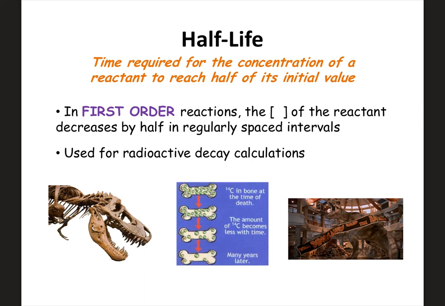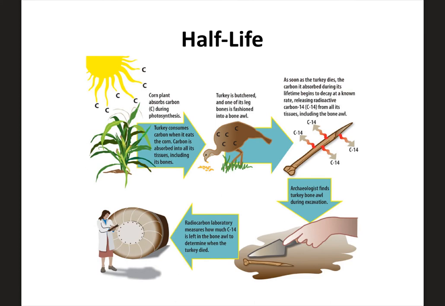It can be very useful for radioactive decay calculations, right? If you know what the original concentration was, and then the current concentration, you can see how many half-lives something has gone through to be able to determine about how long ago something was living. So it's actually very useful here. Half-life is the amount of time it takes to get half of its original concentration. This picture gives you a little bit of an idea about how radioactive decay calculations work.